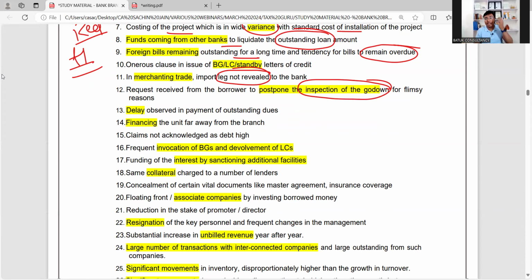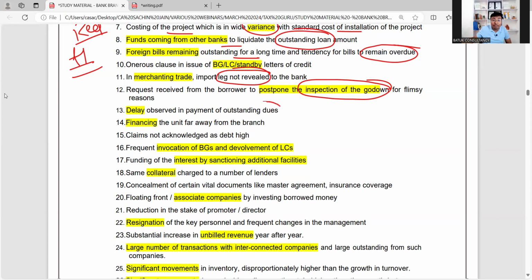Suppose, as we all know, there is a requirement of quarterly inspection in case of cash credit limit, but there is a certain letter found. You have found certain letters in the physical file saying please postpone the inspection for this quarter, and you will find around 3 to 4 or 4 to 5 such letters during the financial year itself. Then this is also a signal that some mistake is going on.